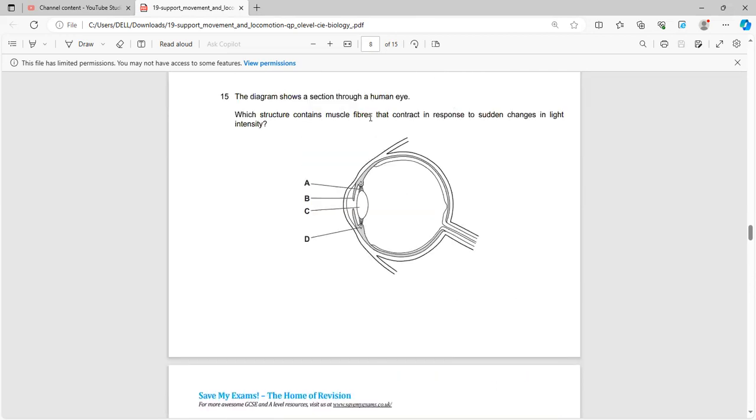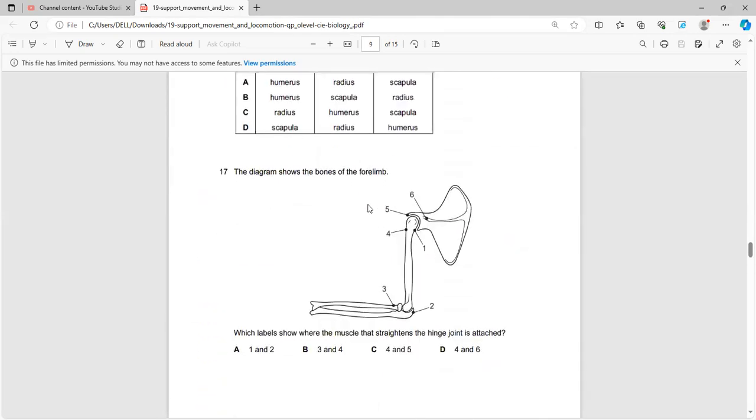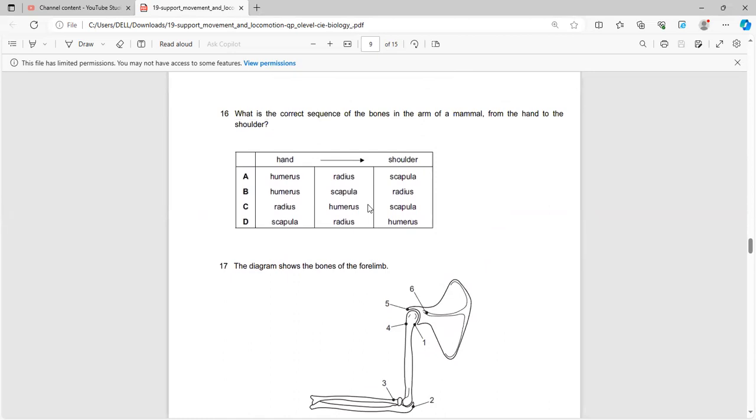Which structure contains muscle fibers that contract? Now the ciliary fibers, these look just like muscle fibers, and thus they will contract and decrease the size of the lens, allowing us to view distant things more clearly. Now, the correct sequence of the bones of the shoulder joint is always the scapula, so it is the farthermost. In the hand, nearest to the hand are the radius and ulna bones, and distant to it is the humerus. So C is the answer.